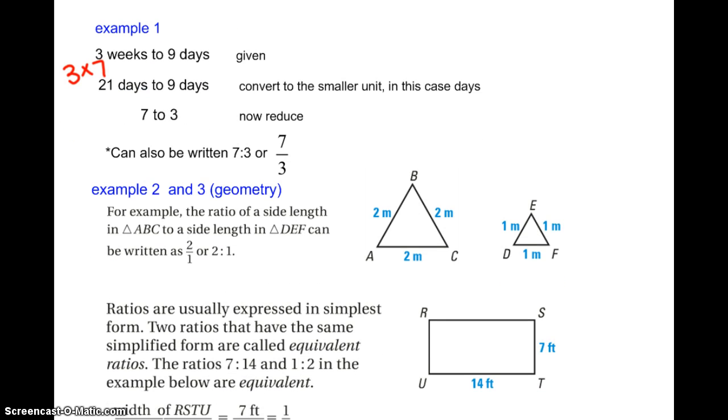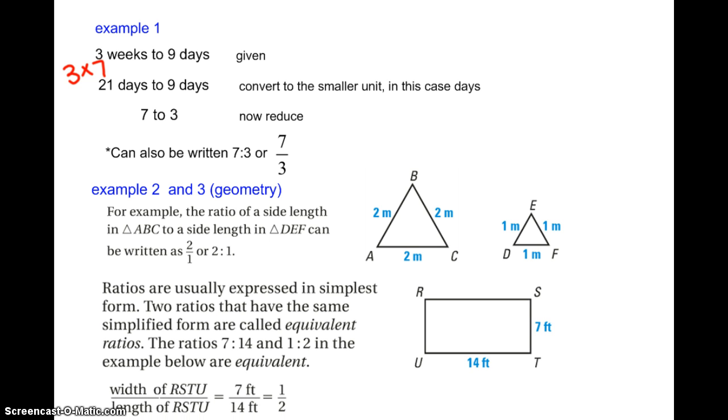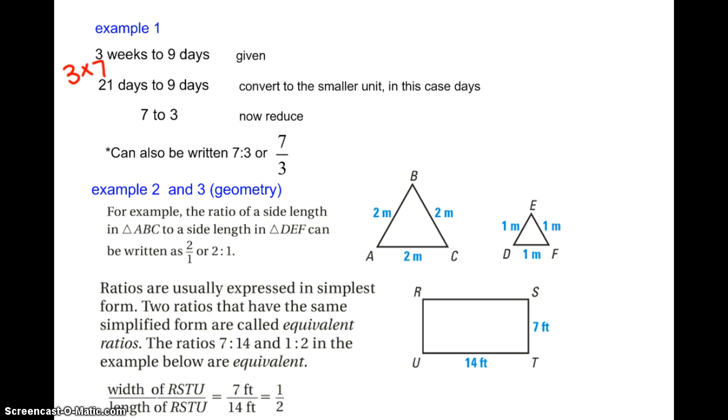All right, so ratios are usually expressed in simplest form. So 2 ratios that have the same simplified form are called equivalent ratios. So the ratios 7:14 and 1:2 are examples of equivalent ratios, because a 7:14 scales down to a 1:2.